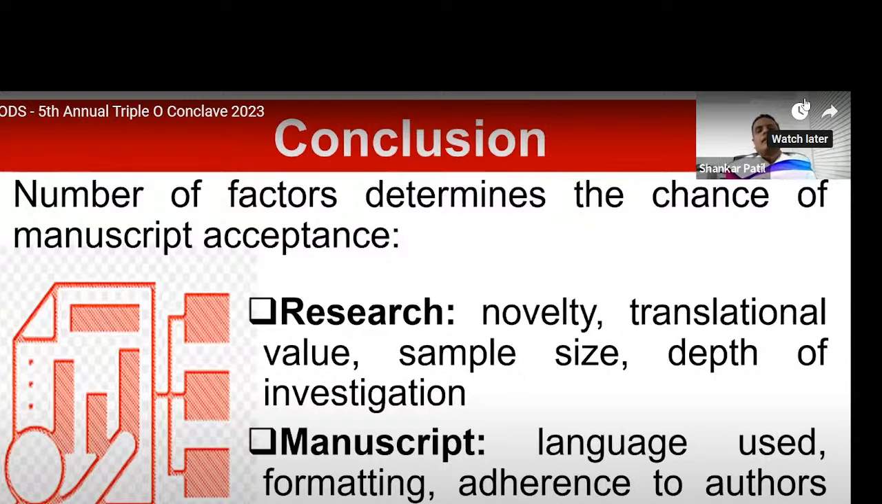Okay. So lastly, to conclude, your research should be novel, should have translational value, should have a good sample size, depth of investigation is very, very important, and language editing you have to do, similarity index check you have to do, scope of the journal is very, very important, and follow the journal guidelines. Don't believe anyone. If some people try to discourage you, don't bother.